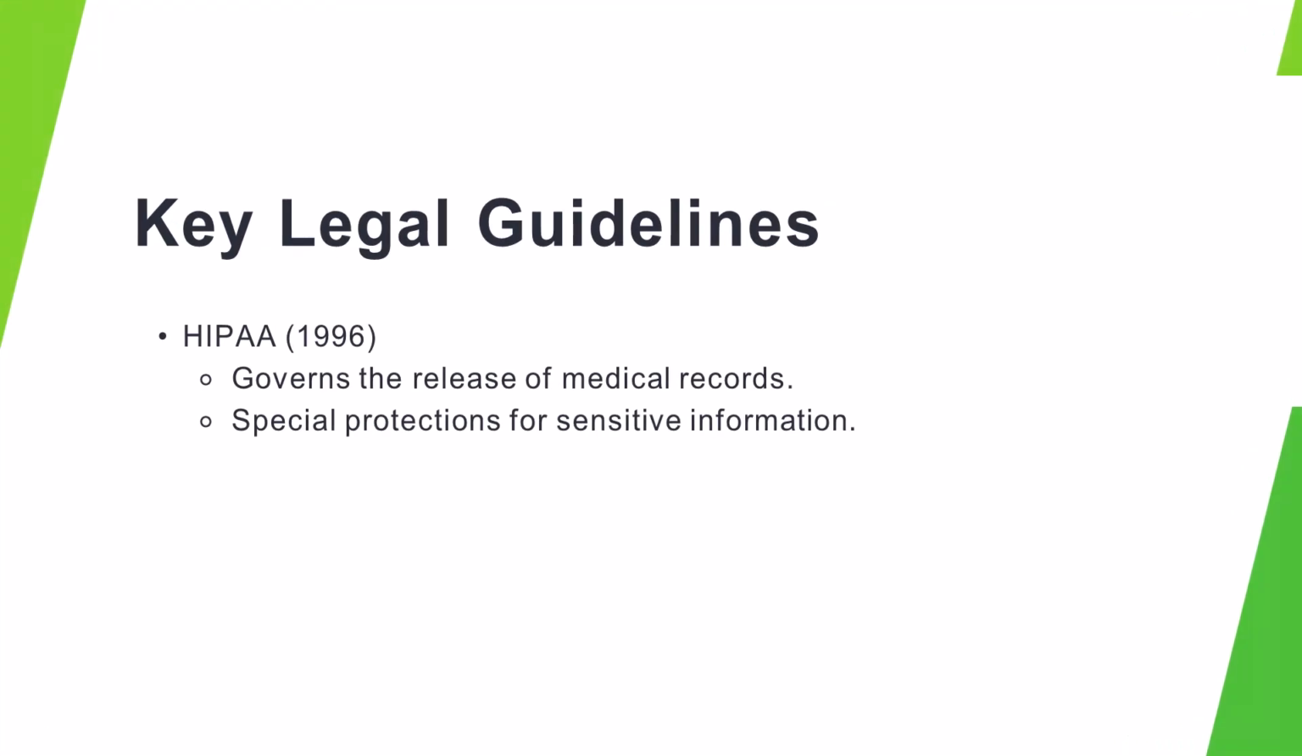The cornerstone of medical record release is compliance with the Health Insurance Portability and Accountability Act, or HIPAA, which was enacted in 1996. HIPAA, along with state-specific regulations like those in California, outlines how and when medical records can be released. Special protections are in place for sensitive patient information, and failure to adhere to these regulations can result in significant penalties. Let's explore some of the most common scenarios where you need to be cautious.